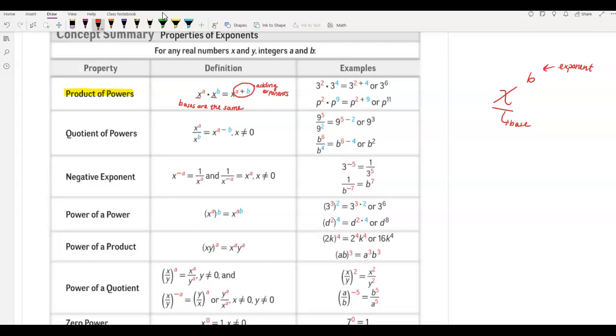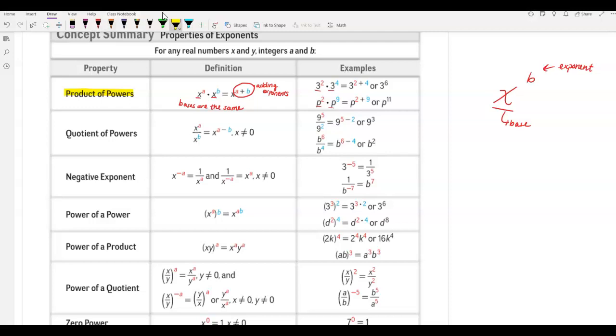So here we have an example, 3 squared times 3 to the 4th. Our bases are the same, so 2 plus 4 is 6. Same with p to the 2nd times p to the 9th. We're multiplying, our bases are the same, so we add 2 plus 9 for p to the 11th.